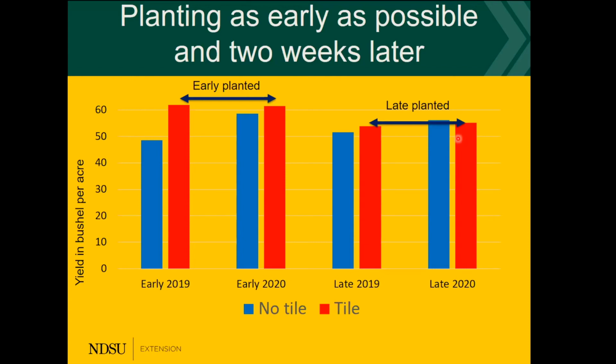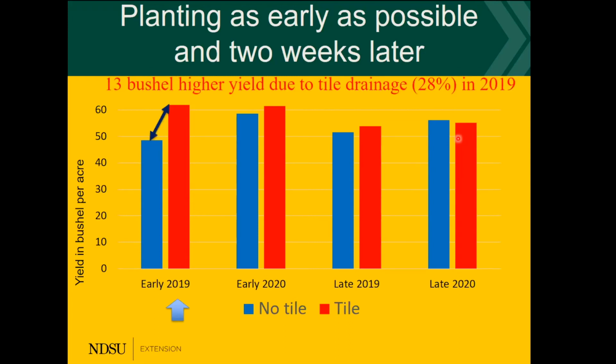So I'm going to focus especially where tile shines, and that is by earlier planting. So if you go back to 2019 and we compare the no tile and the tile, that difference was actually 13 bushels, and that was 28% increase in that particular situation. So tile shines if you also can plant early.